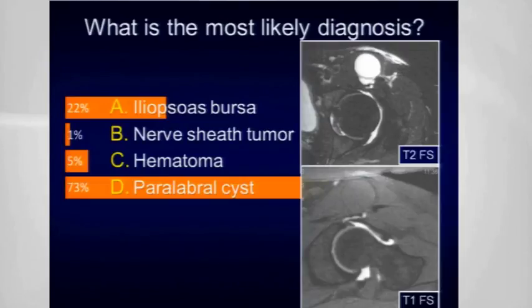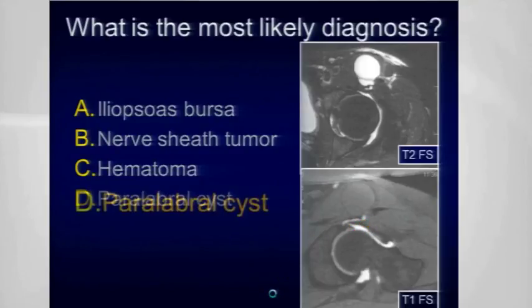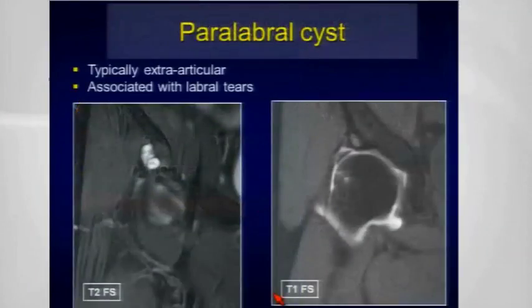All right, so good job, you guys. So D is the correct answer, a paralabral cyst. And if we just look at these images, you do see this big fluid-like collection. It's located lateral to the iliopsoas tendon, and we see this neck that extends toward the anterior labrum. And here on our T1 fat-suppressed image, it's filling with gadolinium, and therefore we know it's a paralabral cyst, and they have a labral tear.